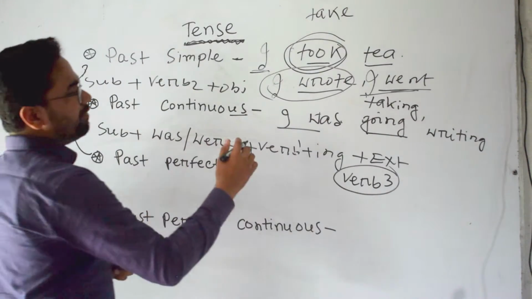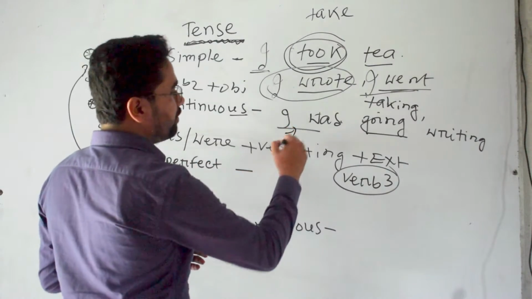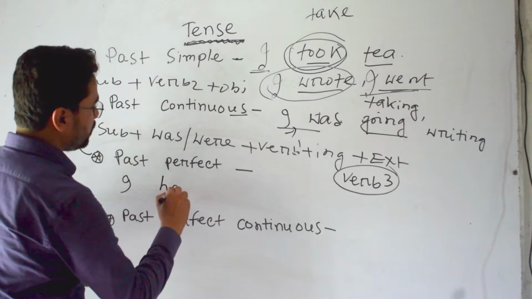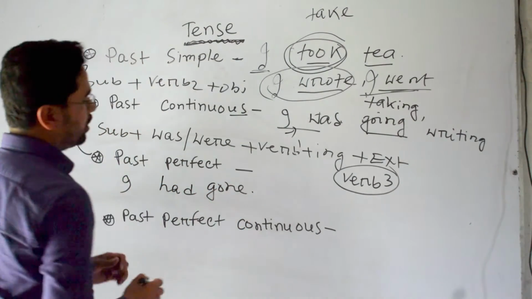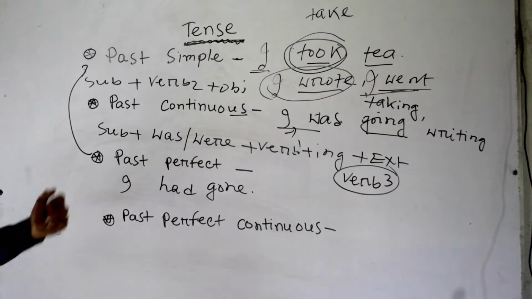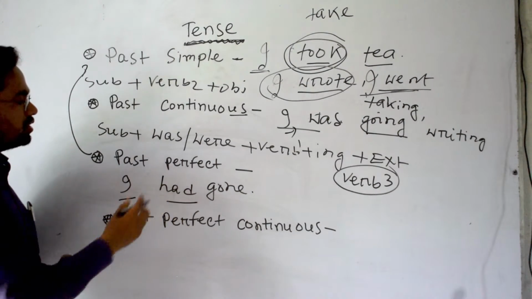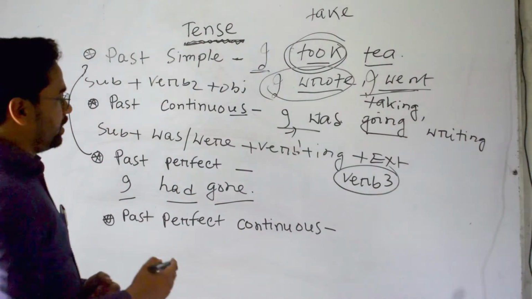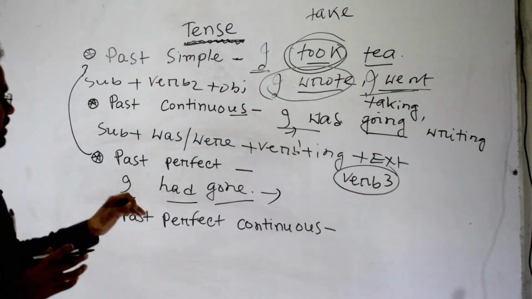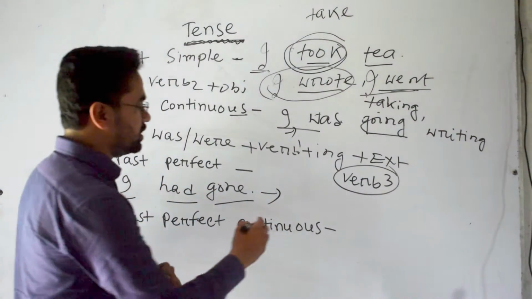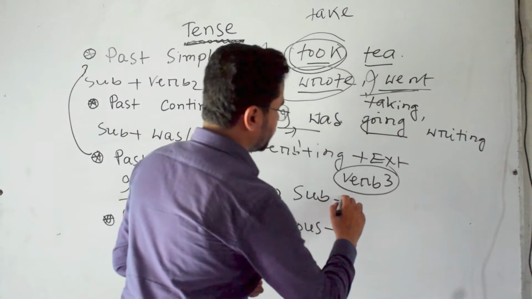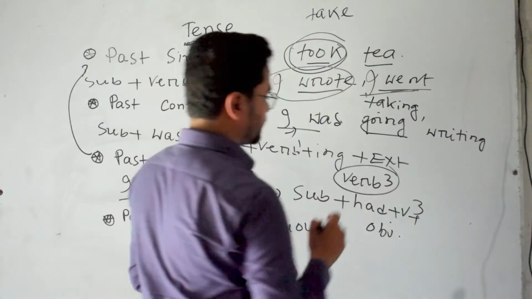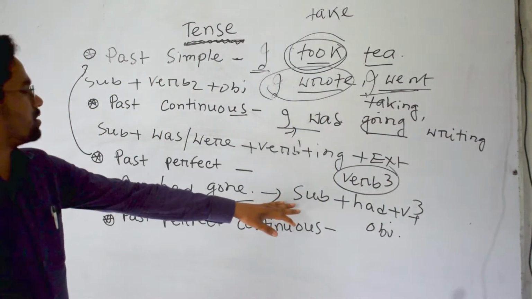If I want to repeat the example from the previous tense, I can write, I had gone. Look at the sentence and what I have written: the subject, had, the auxiliary verb of this tense, and the verb in past participle form. And if you want to make the structure regarding this sentence, you can say subject, had, verb 3, and also an object. This is the structure of past perfect tense.